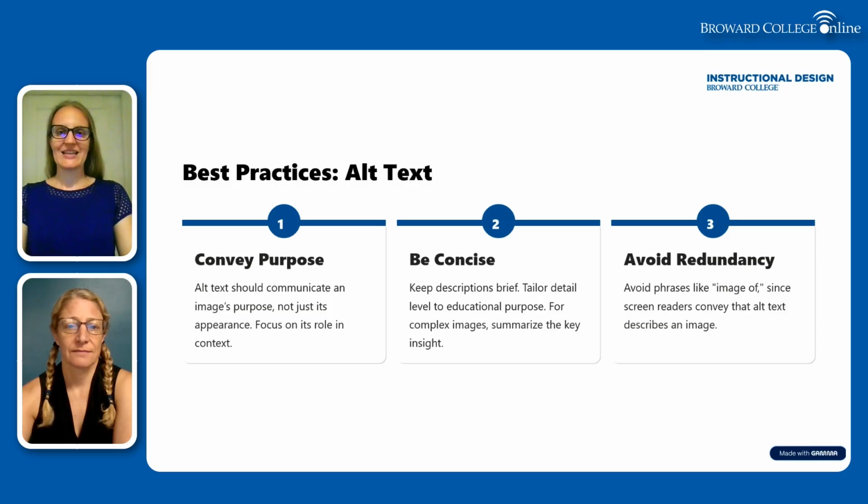Second, be concise. Keep it brief, ideally under 125 characters. For complex charts or infographics, you can extend that to up to 2 to 3 sentences, but those need to be succinct. Third, avoid redundancy. Don't say image of in your alt text. Screen readers already know that it's an image.